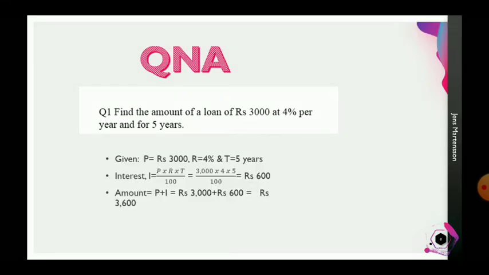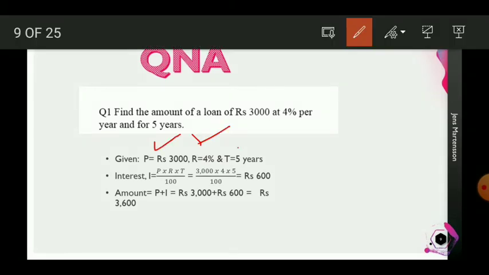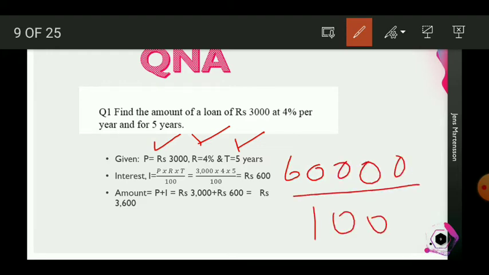So what's the solution given here? P, we know, is 3000. Rate of interest, we knew, is 4%. Time, 5 years, right? So we need to find interest equals PTR upon 100, PRT upon 100. That is 3000 into 4 into 5, which means 3000 into 20, that gives you 60,000. Now you need to divide 60,000 by 100. To cancel, what do we get? We got 600. So the interest equals 600.